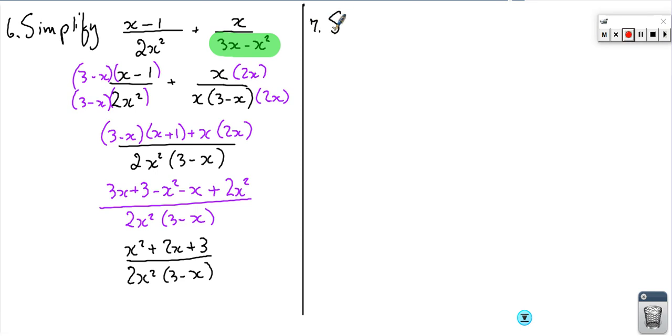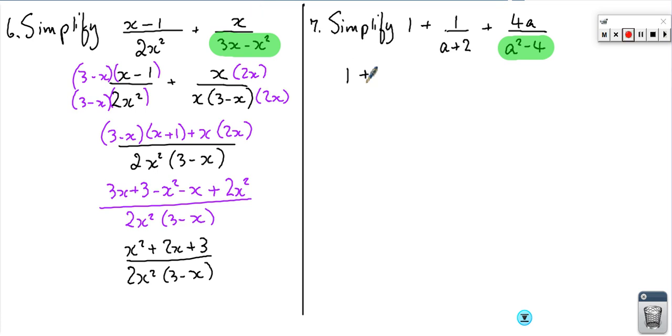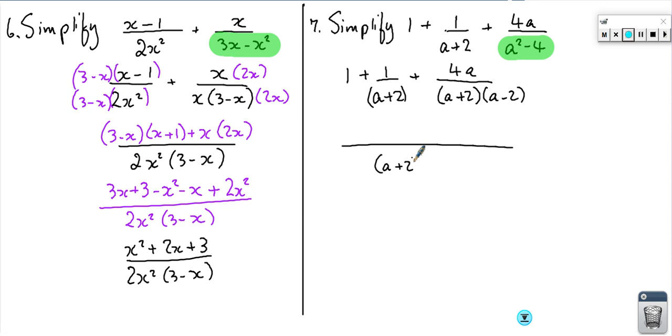So final example for now, simplify 1 plus 1 on a plus 2 plus 4a on a squared minus 4. As we've seen in the previous example, a squared minus 4 can be factorized. That is a difference of two squares. So we're going to have 1 plus 1 on a plus 2 plus 4a on a plus 2, a minus 2. As we can see, a plus 2 is a common factor, so the LCM is a plus 2, a minus 2.